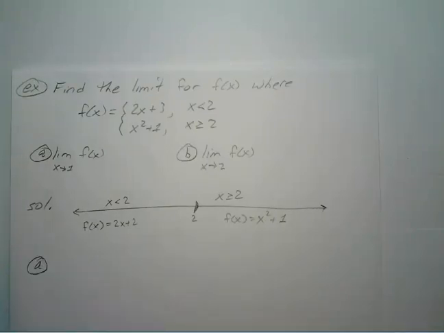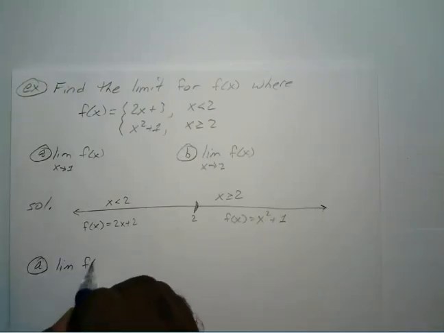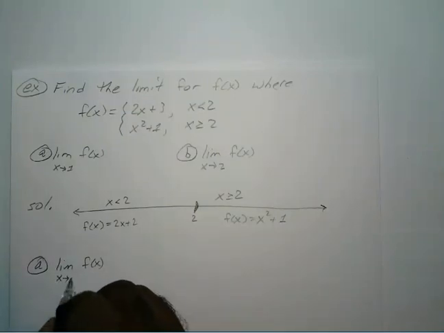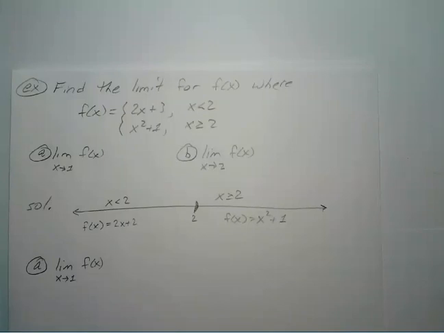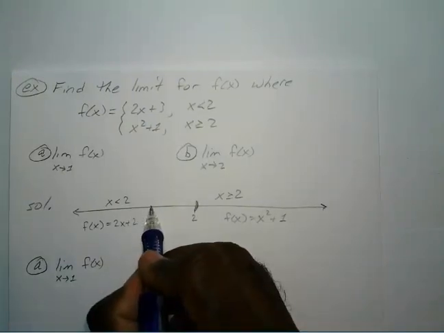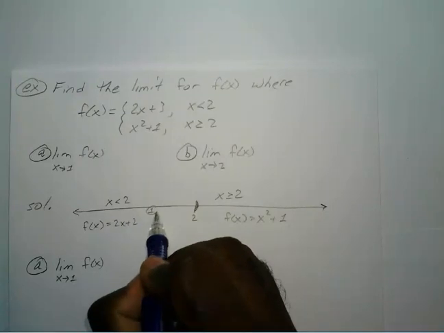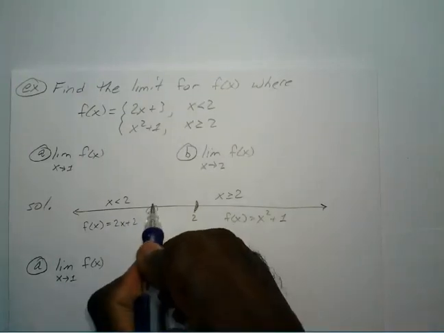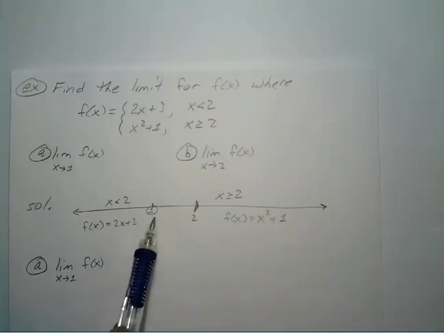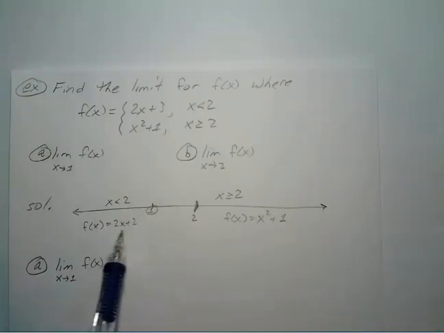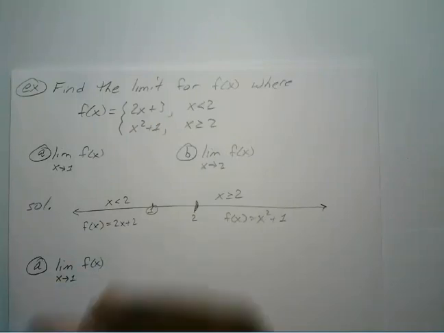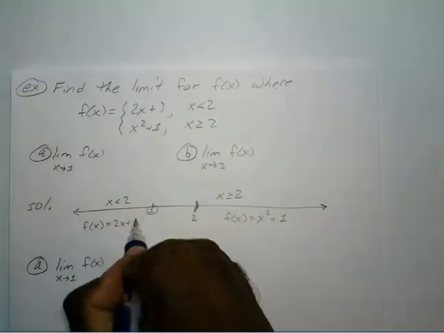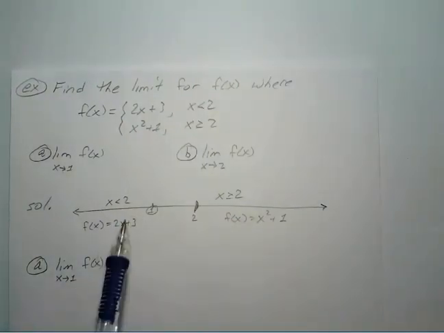Say for problem A, the limit of f of x as x approaches 1. How do we start on that one? Well, we find out where 1 is. Since this is 2, our 1 will be somewhere over here. Since our 1 is less than 2, our f of x is... why did I put 2x plus 2? I meant 2x plus 3. Glad I saw that. So it's less than 2, so our f of x is 2x plus 3.